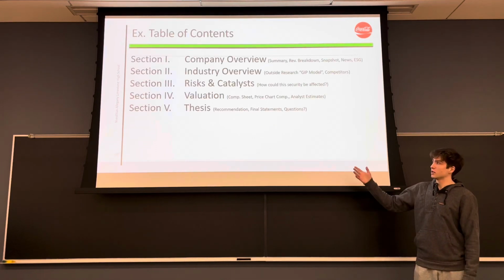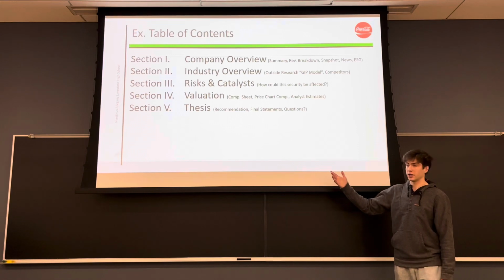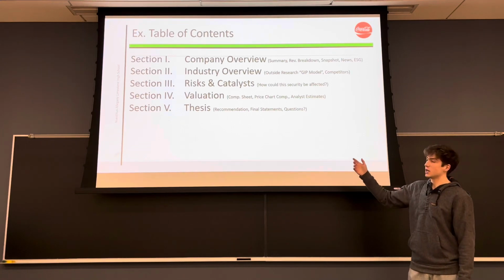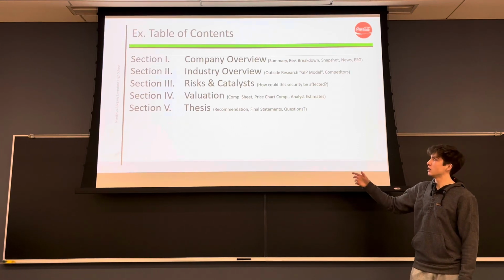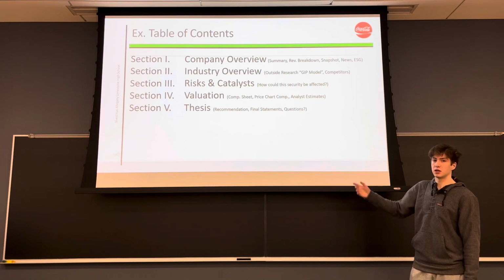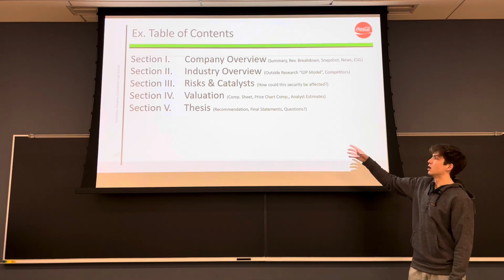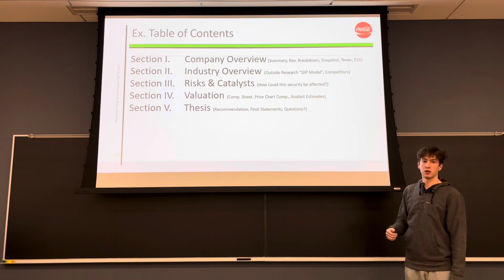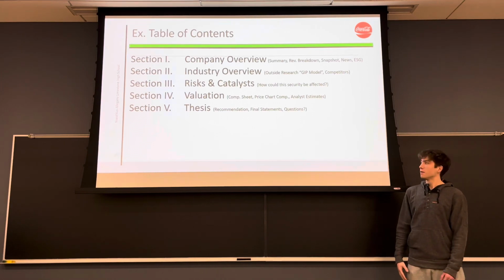Then next we have the table of contents. You're going to have 5 sections: company overview, industry overview, risks and catalysts, the evaluation, and then the thesis. And we're going to go more in depth on what exactly is in each of these 5 sections.